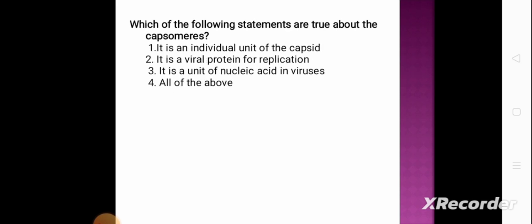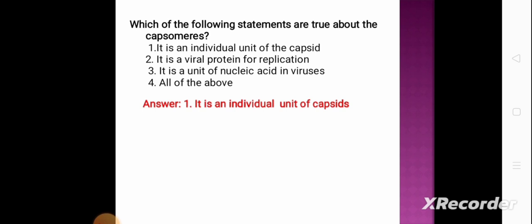Next question. Which of the following statements are true about capsomer? Option 1, it is an individual unit of capsid. Option 2, it is a viral protein for replication. Option 3, it is a unit of nucleic acid in viruses. And option 4, all of the above. And the correct answer is option 1. So, it is an individual unit of capsid.